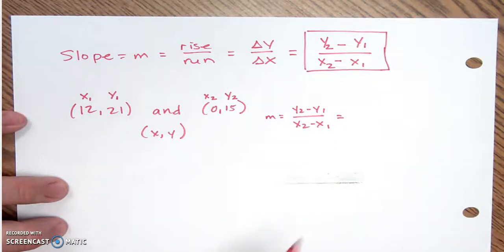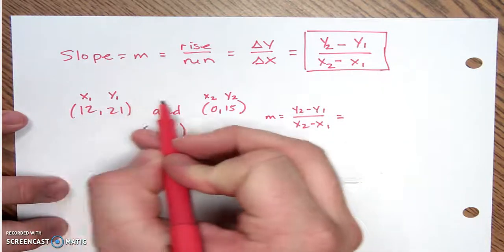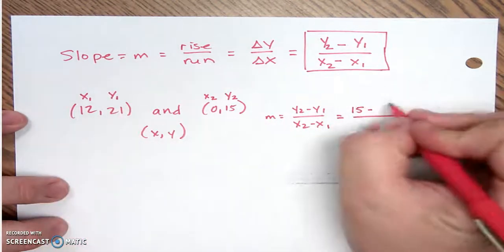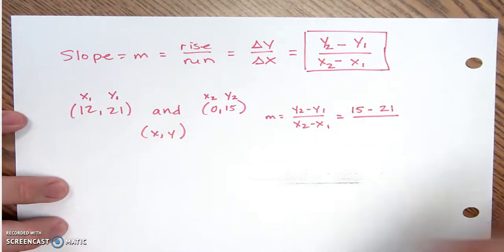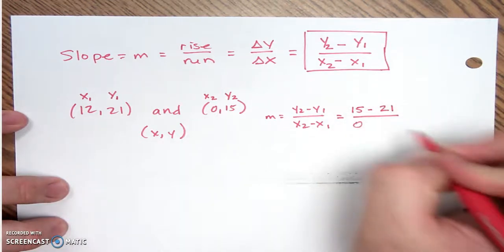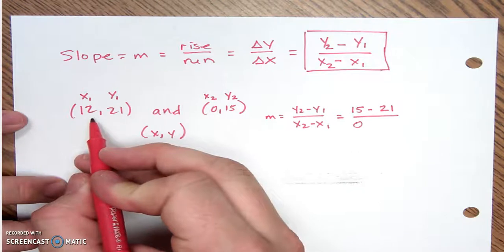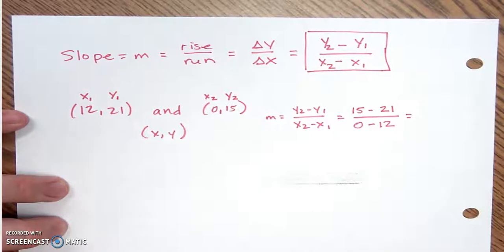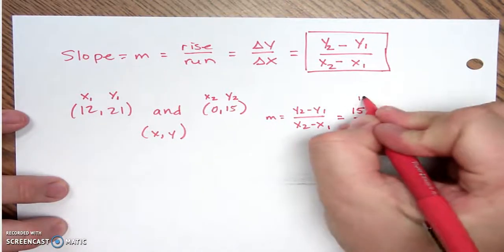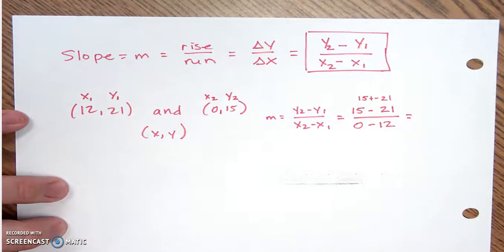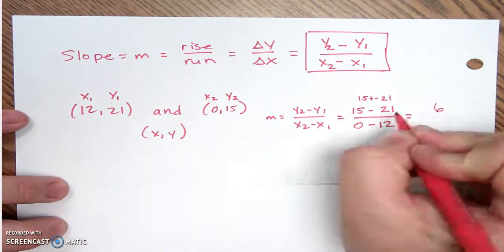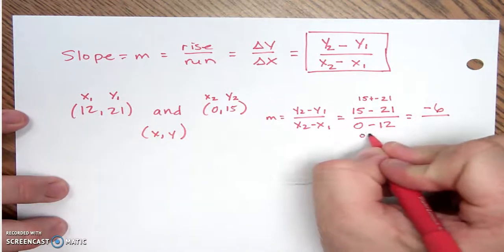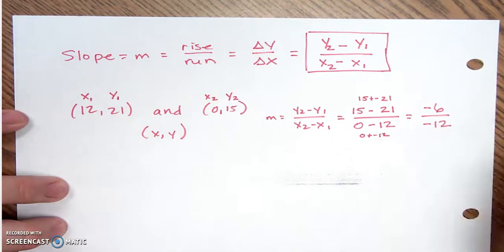Now all I need to do is substitute. I need to find the y2. Since I labeled these, I'm going to say y2 is 15, y1 is 21, and I'm going to come over to the other point, and I see that x2 is 0, x1 is 12. So now I'm going to subtract. 15 minus 21. Well, I could write that as 15 plus negative 21. Different signs subtract. 21 minus 15 is 6. The 21 is larger, so I'm going to keep the negative. So I have negative 6 over 0 minus 12, which is really 0 plus negative 12. That gives me negative 12.